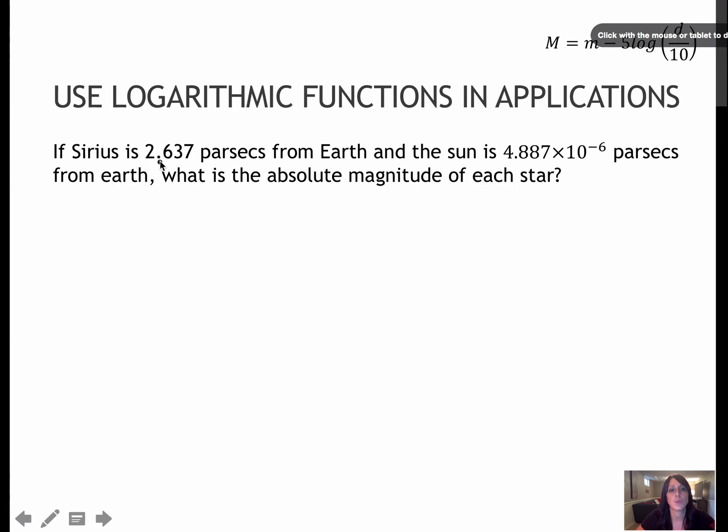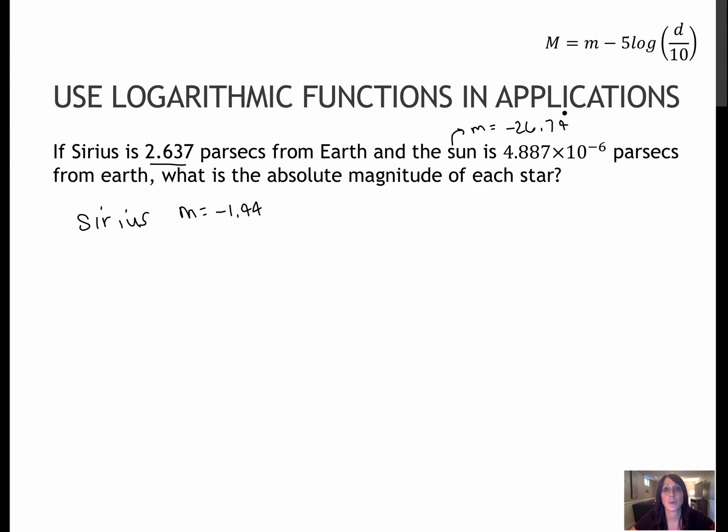If Sirius is 2.637 parsecs from Earth, so let's find for Sirius, and the Sun is 4.887 times 10 to the negative 6 parsecs from Earth, what's the absolute magnitude of each star? So given the information on the other screen, I had to go back and find the little m value, or the apparent magnitude, of both Sirius and the Sun. So we're going to use those values as well as, of course, our d values, to find the absolute magnitude of Sirius.